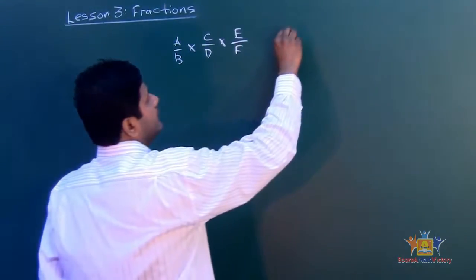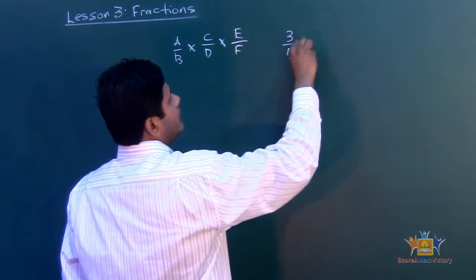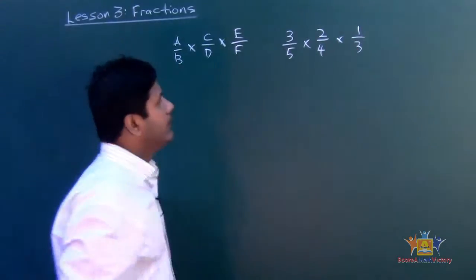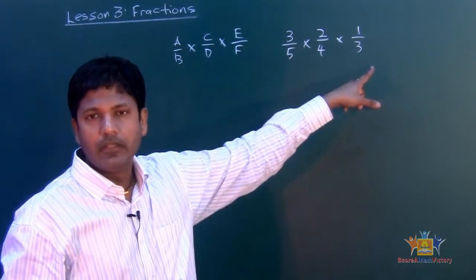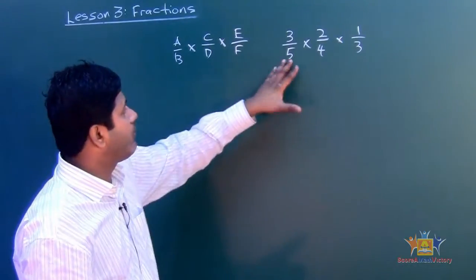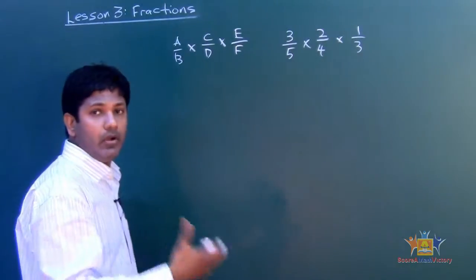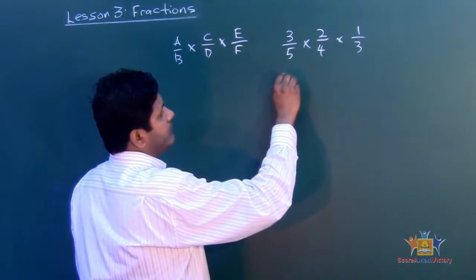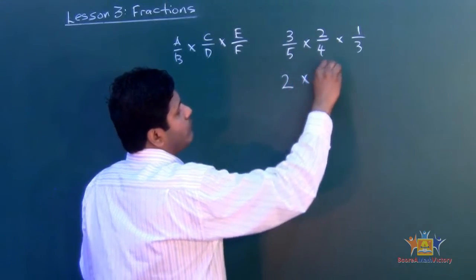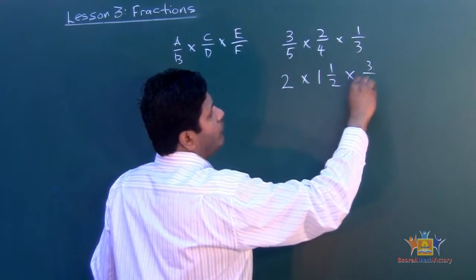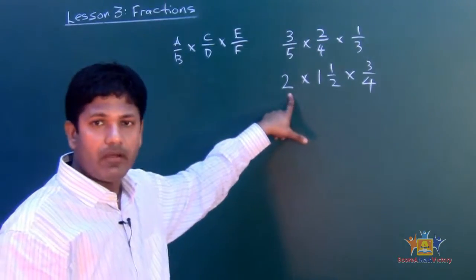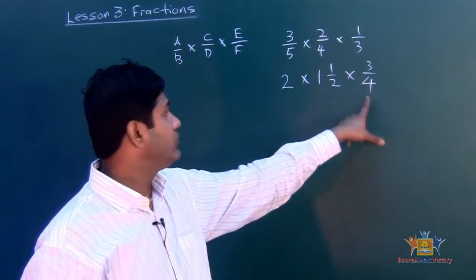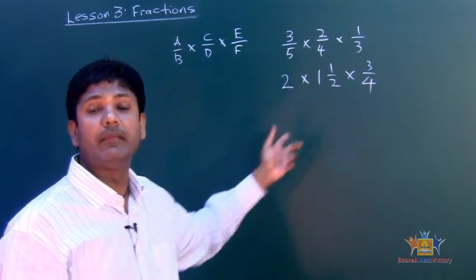What do I mean by that? For example, 3 over 5 times 2 over 4 times 1 over 3. See that? They're all in the form of a fraction. If I gave you non-fractions, in other words mixed numbers or whole numbers, then I convert them into fractions. So for example, if I give you 2 times 1 and 1 over 2 times 3 over 4, see that this is a whole number, this is a mixed number, and this one is a fraction. So this one is good. Only the first 2 are the ones I have to convert into fractions.